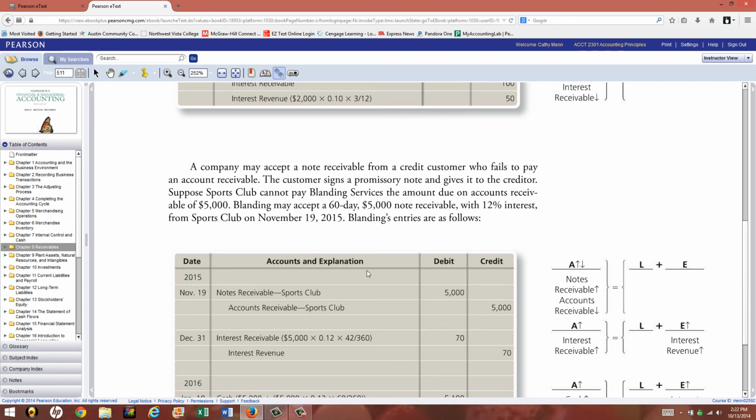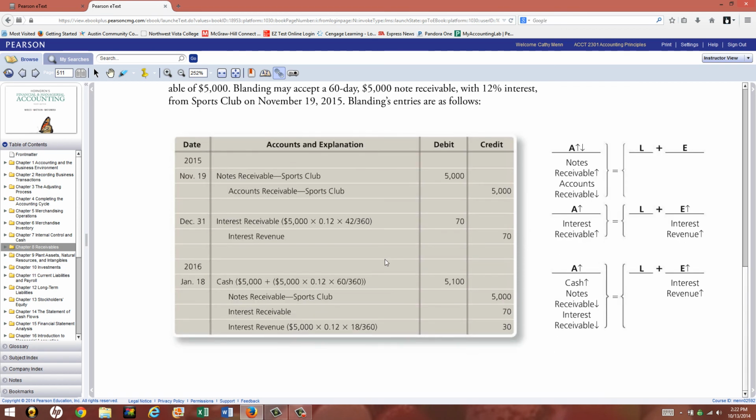I just want to remind you, you want to use the number of days of 360 when you're writing your journal entries and determining your amounts and all.